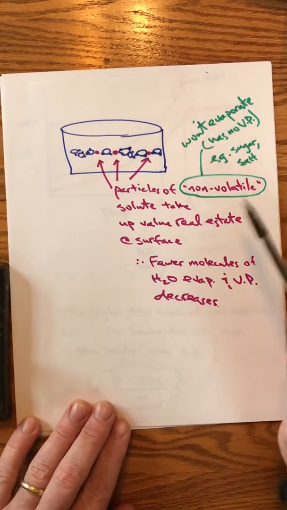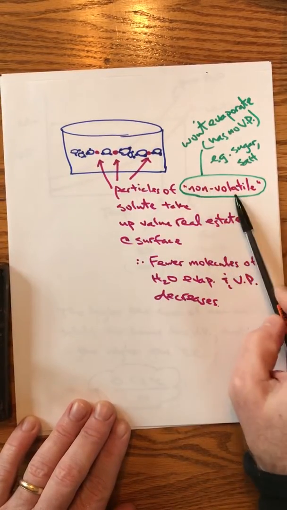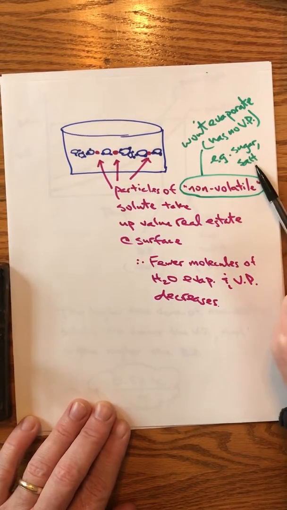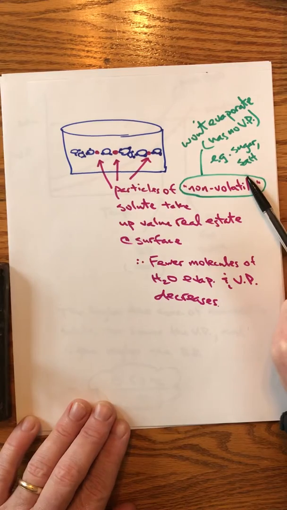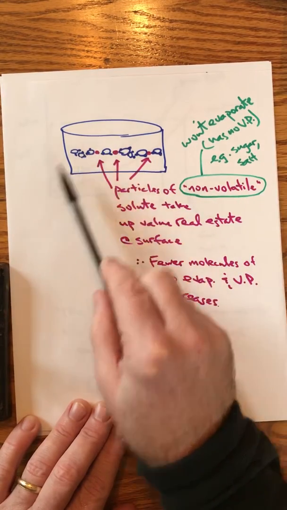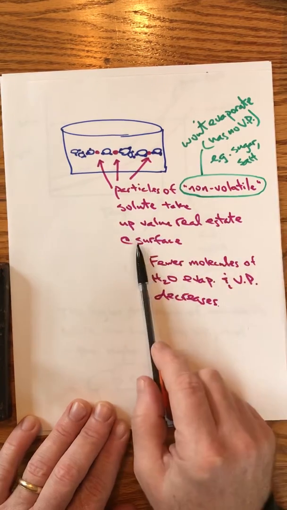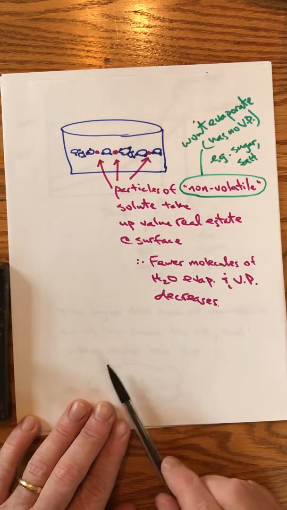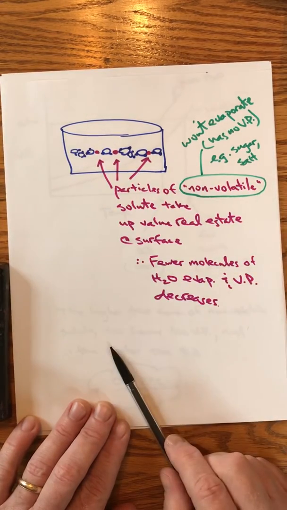Now, you'll see this terminology. They call this a non-volatile solute. That means it doesn't evaporate. It has no vapor pressure. Sugar and salt, they don't evaporate. They are non-volatile solutes. But if you have sugar or salt, any non-volatile solute is taking up some of the valuable real estate at the surface, so fewer water molecules are able to evaporate and your vapor pressure goes down.